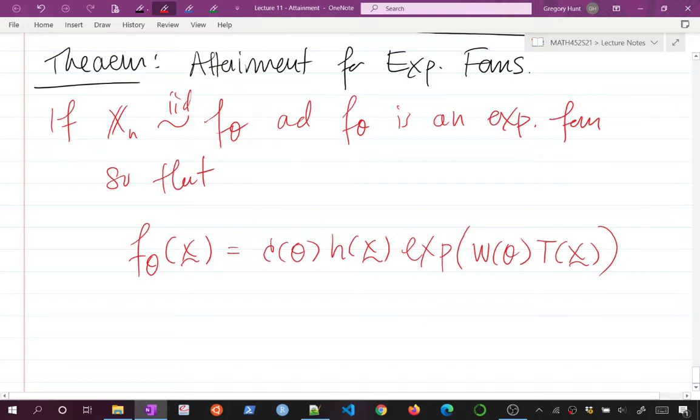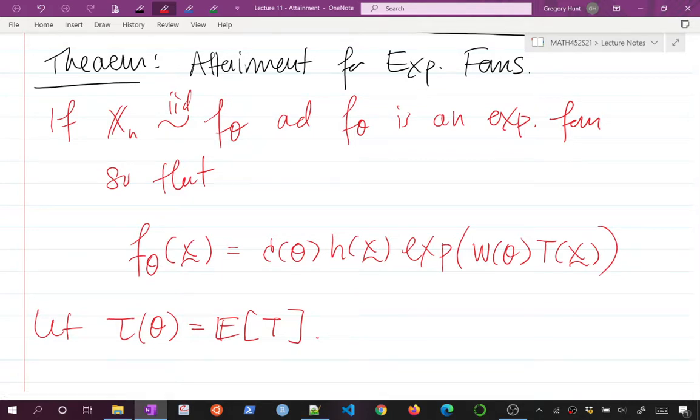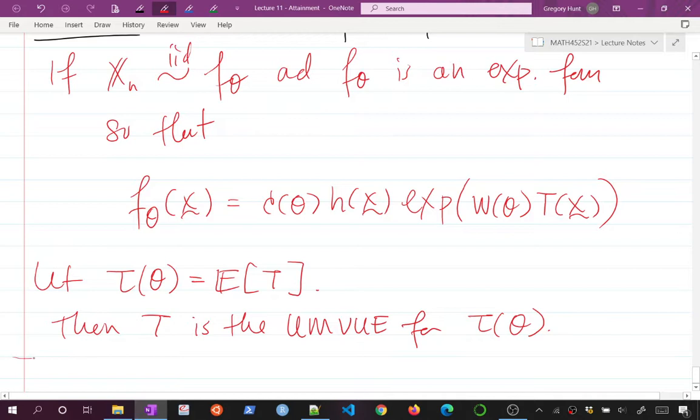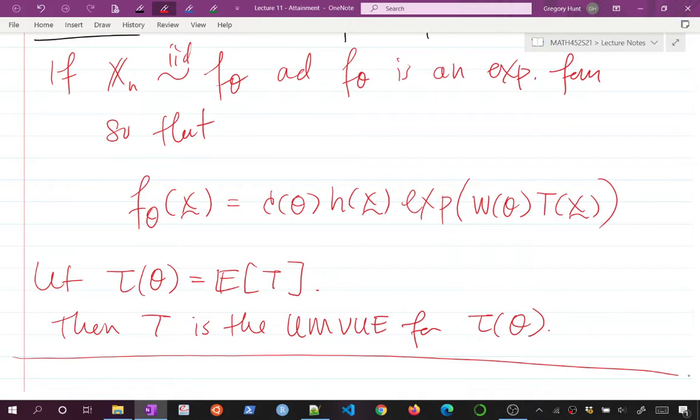What do I mean by that? Let's just call tau of theta whatever the expected value of T is here. All right? So we're just going to say we want to estimate whatever T is unbiased for. Then T is the UMVUE for tau of theta. So what this does is that if you give me an exponential family, so I can recognize the parts, I ask you, okay, is this an exponential family? You recognize the parts or you don't. And so I recognize the T part of this exponential family.